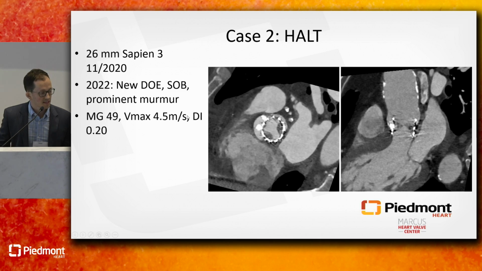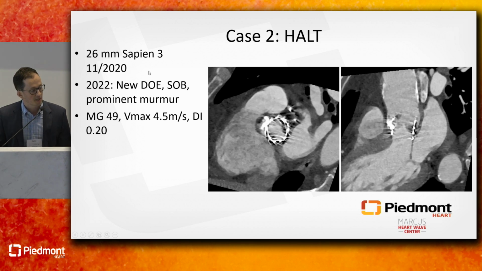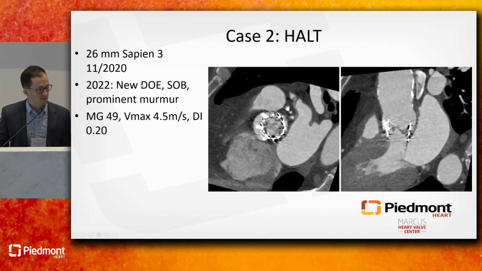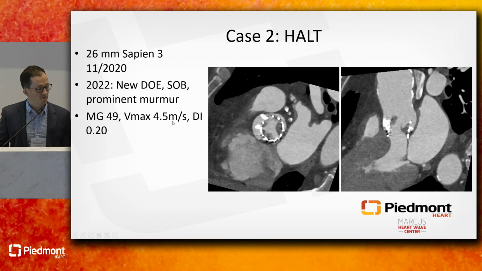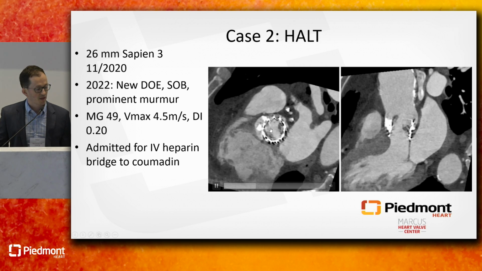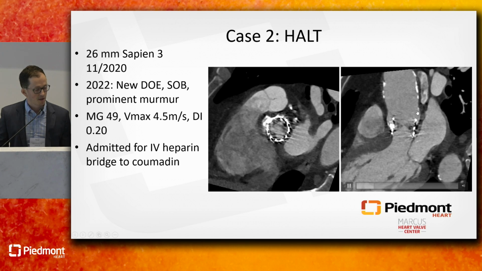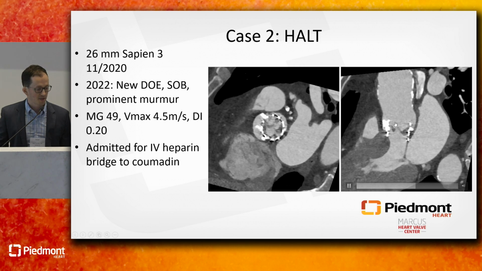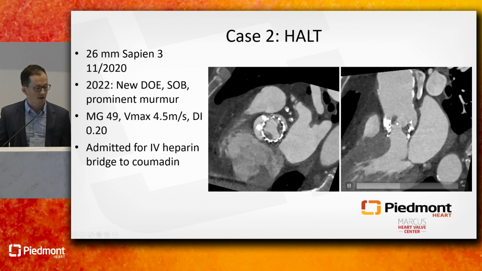This is a second case of HALT. This is a patient that underwent a 26 millimeter Sapien in 2020, came back 2 years later to clinic with a prominent murmur, and his mean gradient was 49, Vmax of 4.5. You can see here significant hypoattenuating leaflet thrombus on all 3 leaflets, these really dark areas here. And then in the long axis here, you can see that even some of this thrombus is extending superior to the top of the valve frame here.